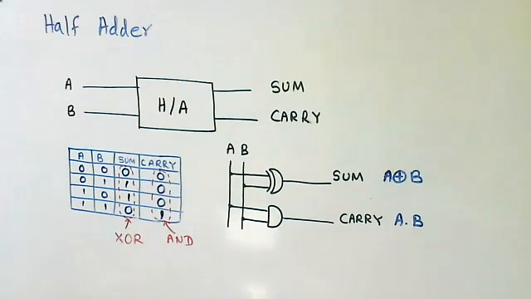Half adder is an arithmetic logic circuit designed to add two single bit numbers. I'll repeat it. Half adder is an arithmetic logic circuit designed to add two single bit numbers.